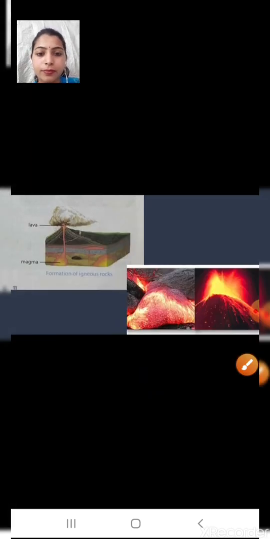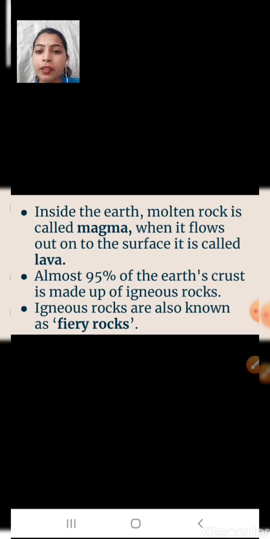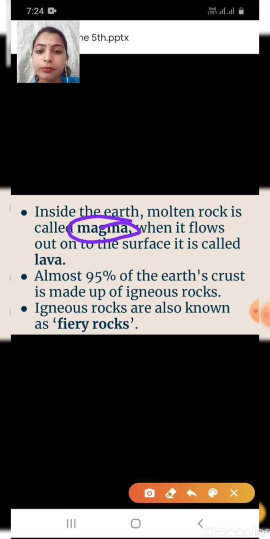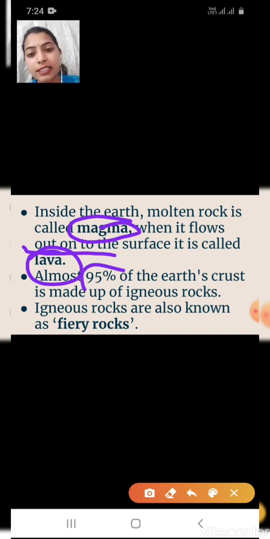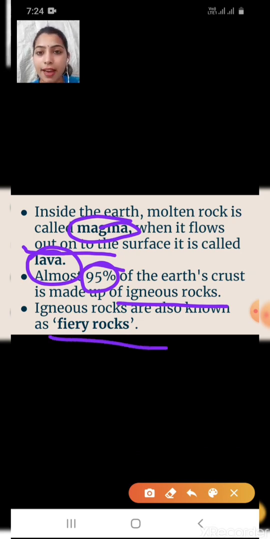Inside the earth, molten rock is called magma, and when it flows out onto the surface, it is called lava. Almost 95% of Earth's crust is made up of igneous rocks, and igneous rock is also known as fire rocks.